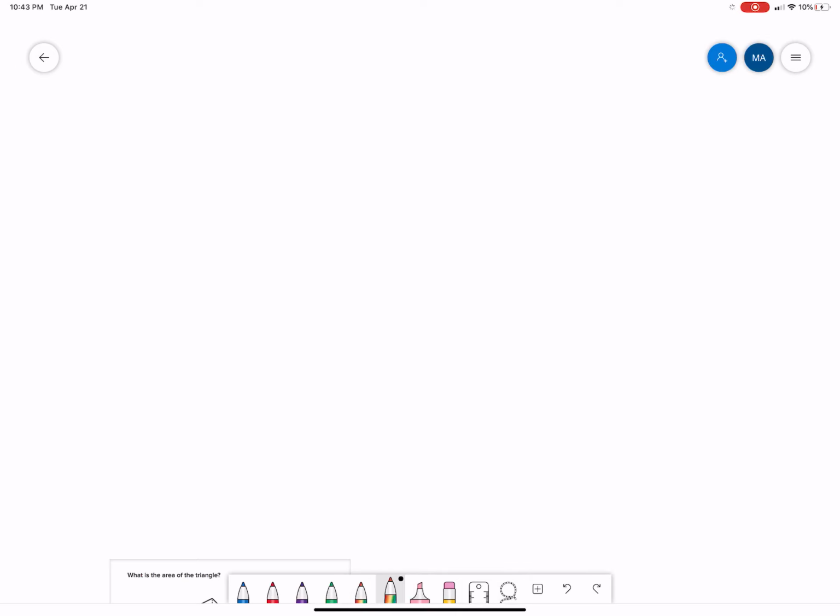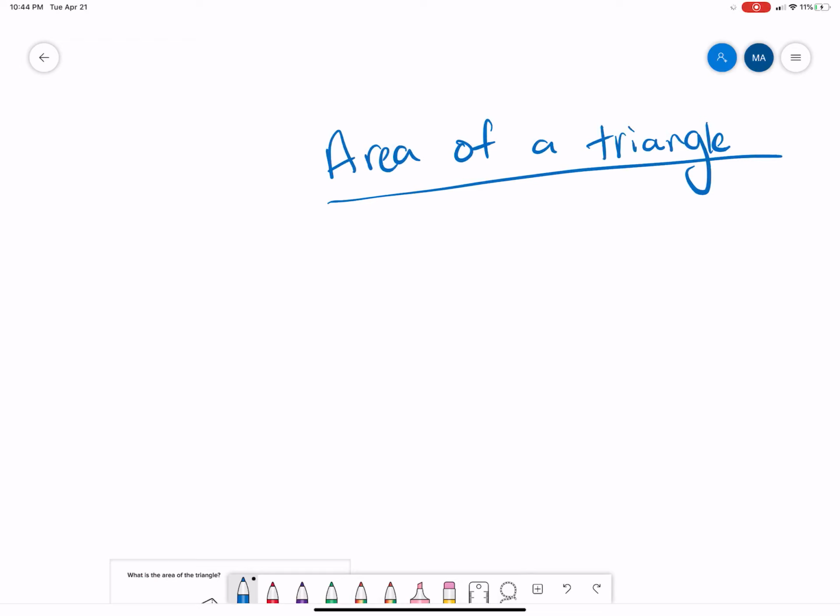Okay, so I'm just going to touch base a little more on the area of a triangle. Just a couple things to remember. What I mentioned yesterday was when you're finding the area of a triangle, there's really two different ways you could do this. You could have area equals 1/2 base times height, or what I like to use a lot is base times height divided by 2.